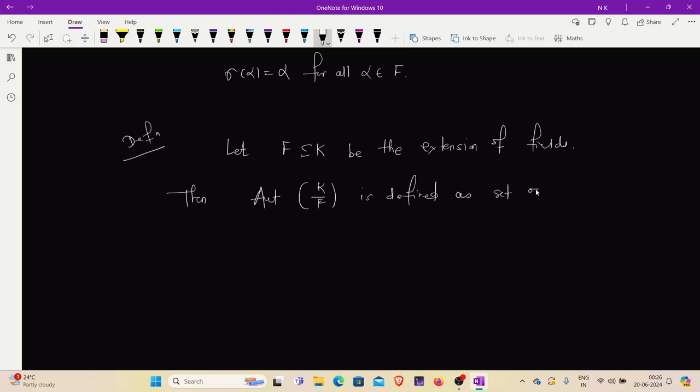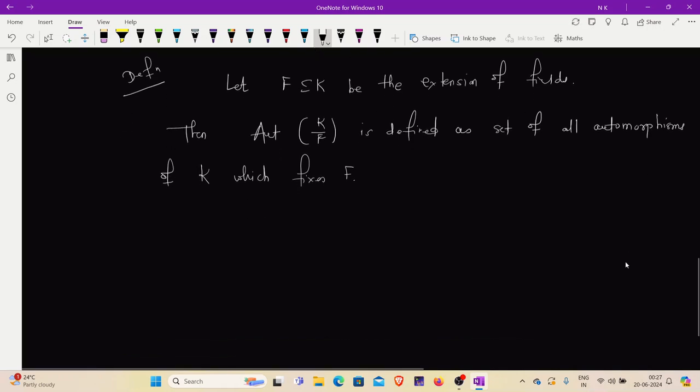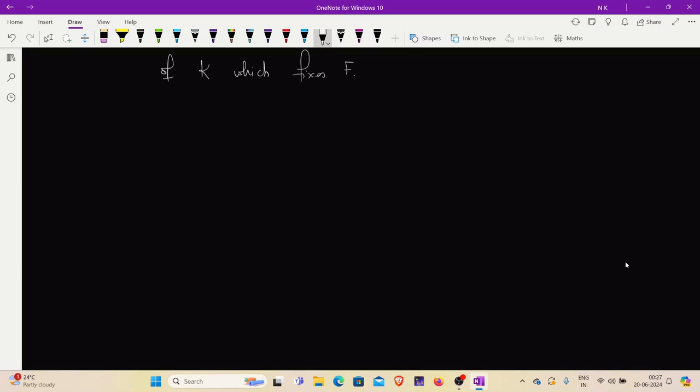the set of all automorphisms of K which fix F. So before going to one example, I will first of all go through one theorem which is quite easy to prove, but let's have a quick look over it.